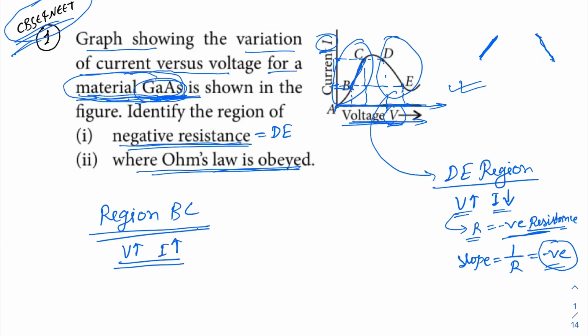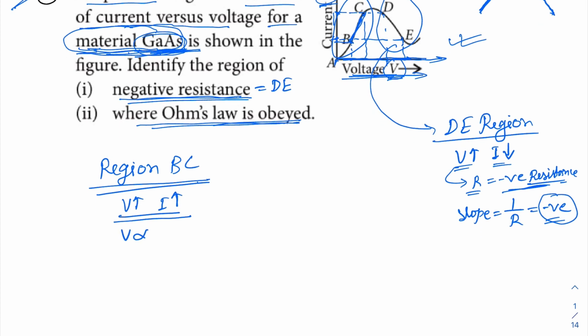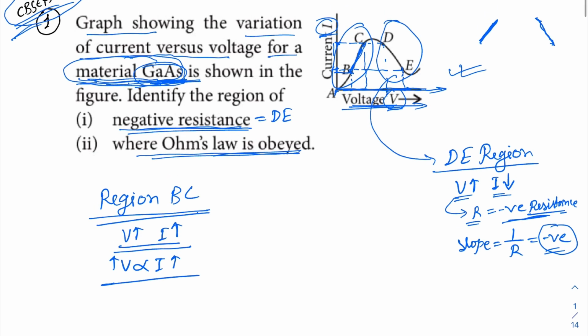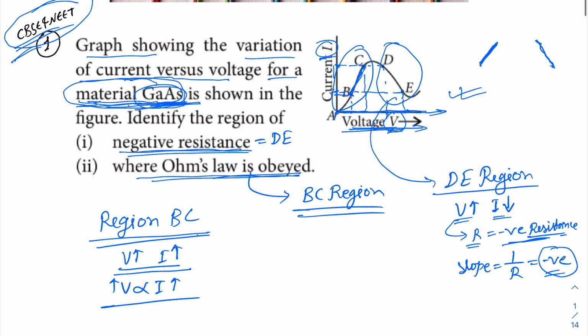So as voltage is increasing and current is increasing, and we know from Ohm's law that voltage is directly proportional to current, this B to C region will obey Ohm's law. So where Ohm's law is obeyed, it will be the BC region. Okay, this is the solution of question number 1.